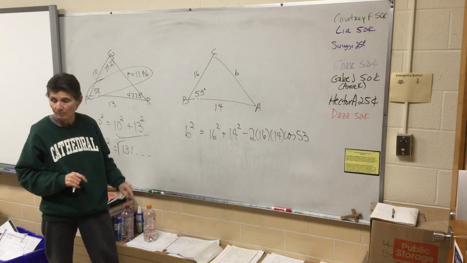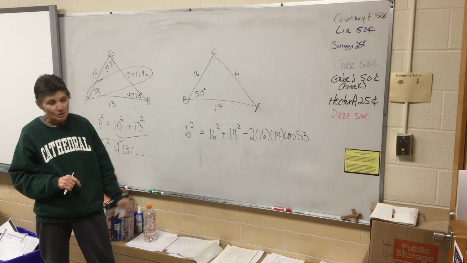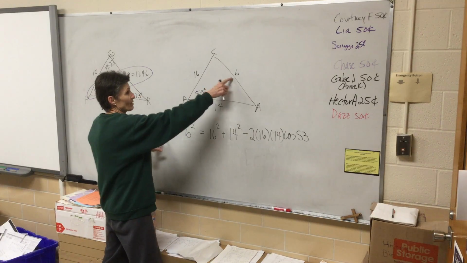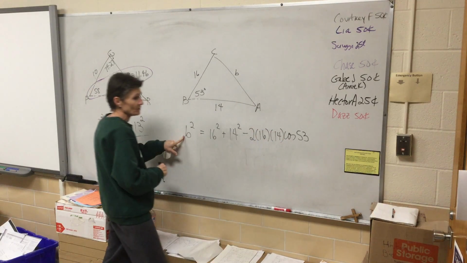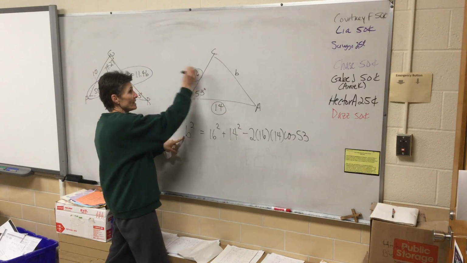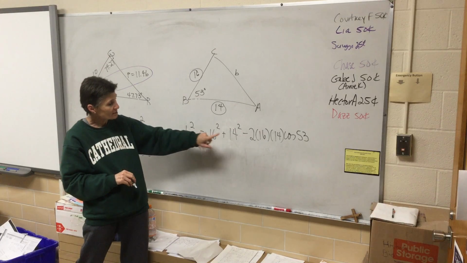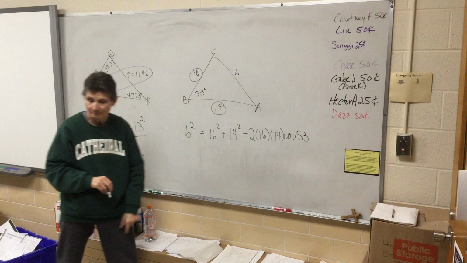I'm not doing a problem in the notes. This is a made up one. So on this side is b squared, on this side is cosine 53, that pair right there. All of the stuff in the middle is a combination of the 16 and the 14. So 16 squared plus 14 squared minus 2 times 16 times 14.